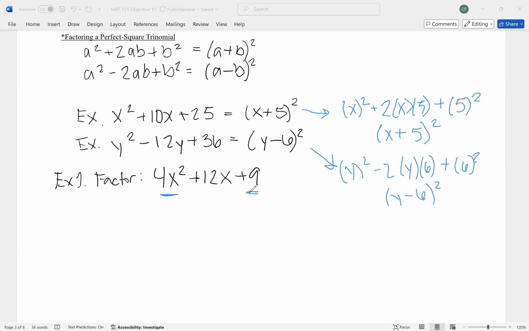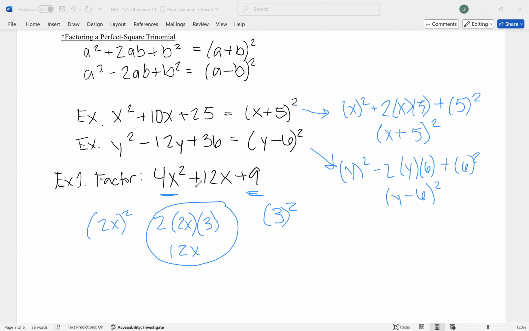So let's look at this first example so we can kind of talk about how this works. We want to look at these two, all right? We have 4x squared plus 12x plus 9, okay? So if we look at the 4x squared, that is going to be (2x) squared. And if we look at the 9, we know that's going to be 3 squared, okay? For that middle term, it would have to be 2 times 2x times 3. So if we did that, we would get 12x, okay? So that's one way to kind of figure out if we have the right answer.